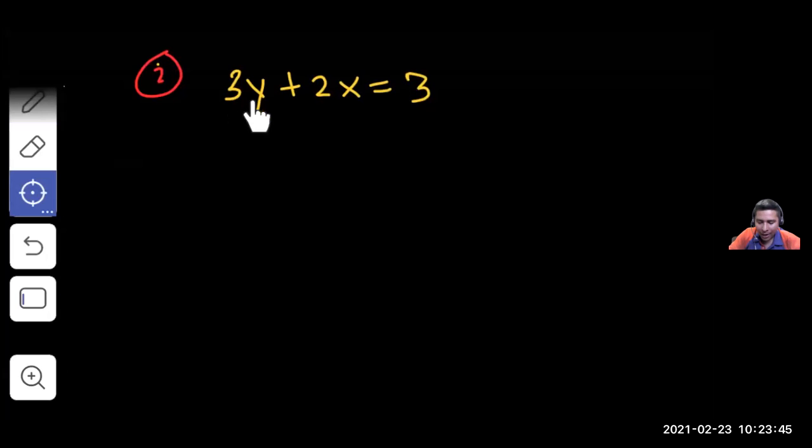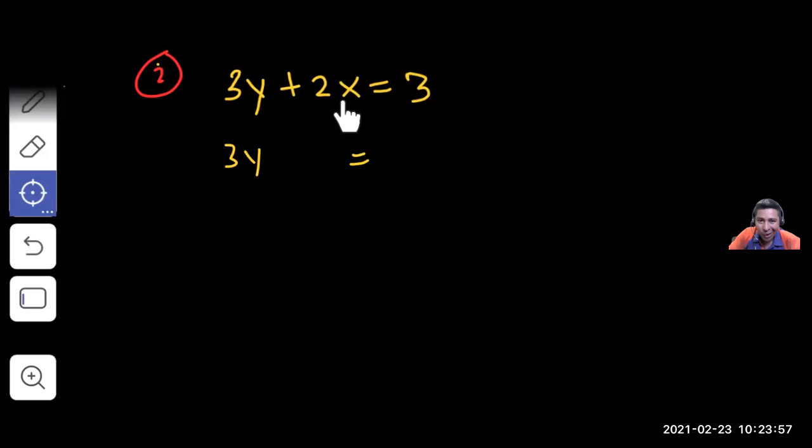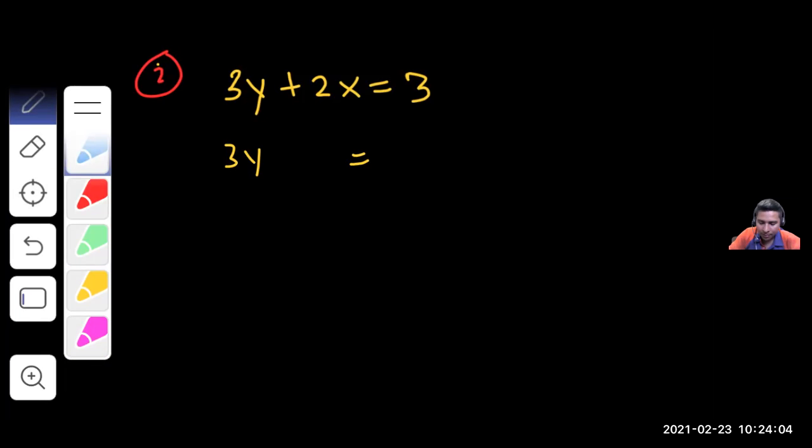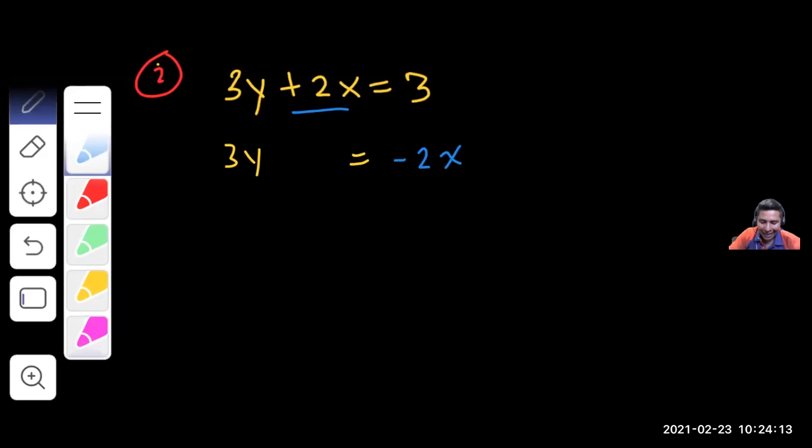Notice that 3y has a company, which is plus 2x. Let's get rid of that 2x, guys. 3y, let's copy that. Plus 2x, if we need to move it, what are we going to do? It's positive 2x. If I move it to the other side, that's going to be negative 2x. This positive 3 is already on the right side. We only bring the number down, positive 3.